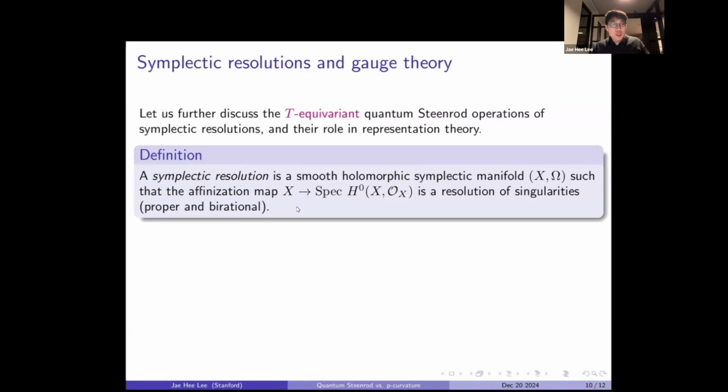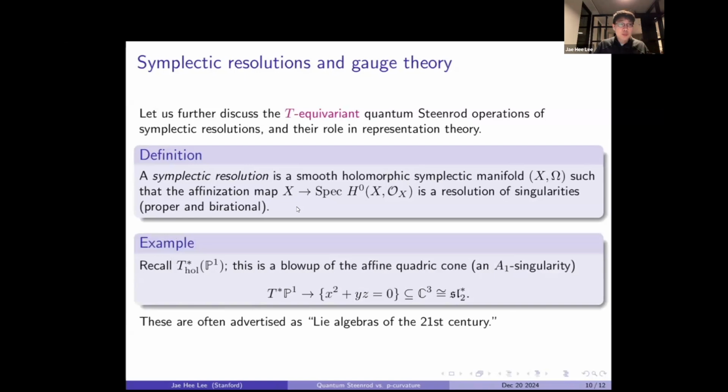So again, a symplectic resolution is a certain smooth holomorphic symplectic manifold. And it's a resolution in the sense that it's a resolution of singularities of its affinization. So this earlier example of T*P1 that I described, you can think of that as a resolution of the quadric cone, the A1 surface singularity. So if you blow up the singularity, you get an exceptional divisor P1, which is like the zero section in this T*P1.